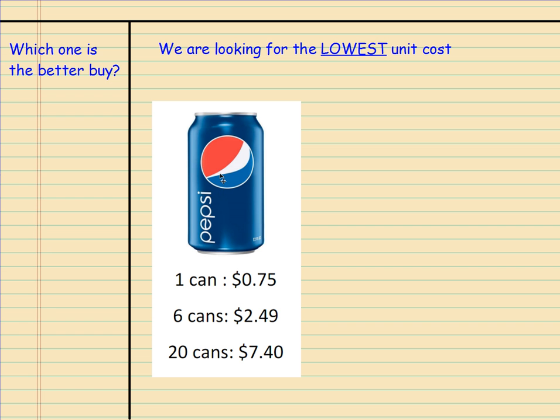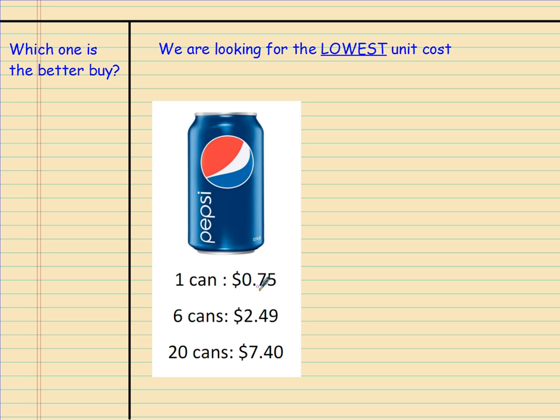Now, some questions, and this is a realistic situation. You might be asking yourself, if you look in a store, and let's say you find Pepsi, 1 can is 75 cents, 6 cans, $2.49, 20 cans at $7.40. Which one is the better buy? When it's asking for the better buy, that means we are looking for the one that has the lowest unit cost. Even though you may think that if you buy more at a bigger package, you might not always get the lowest unit cost. Now let's find out the unit cost for all 3 of these packages.